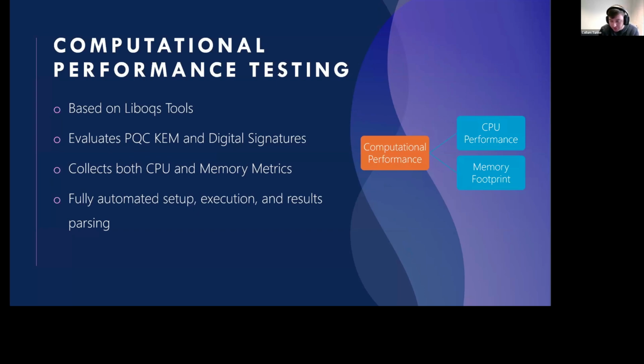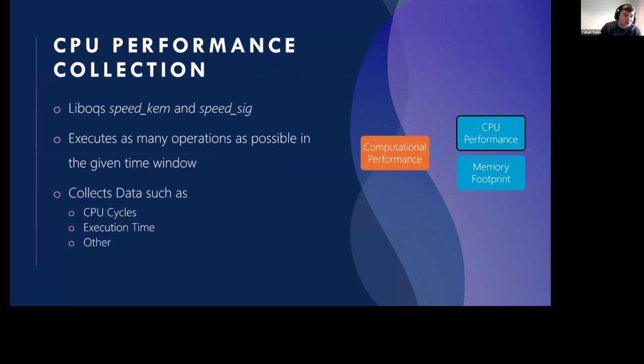The process, again, fully automated. It will take in the experimentation parameters, it will run and execute the testing, and it will output for you to be able to look at. So we'll start off by looking specifically at the CPU performance. The framework uses the SpeedKEM and SpeedSig tools within libOQS to do this. These tools work by operating each algorithm and its respective cryptographic operations as many times as possible within a 3-second window. It will then capture metrics such as the CPU cycles and execution time during this window. So we're then able to see how effective the schemes are on that system.